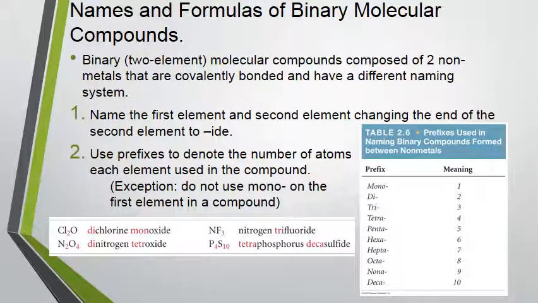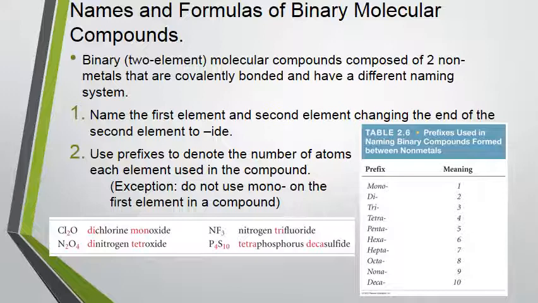All right. And last but not least, the names and formulas of binary molecular compounds. Binary meaning two elements, not two atoms. So this is going back to our molecular compounds, our covalent substances. Molecular compounds composed of two nonmetals that are covalently bonded have a different naming system. So the way we do this is we name the first element and the second element, changing the ending of the second element to "ide." So it follows the same pattern as our other one to start off with.